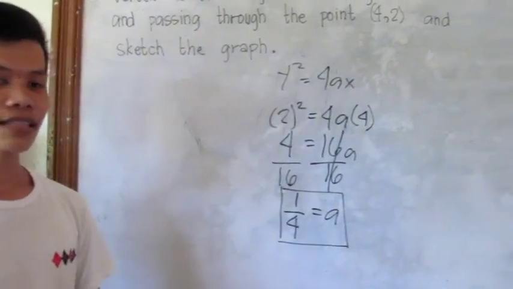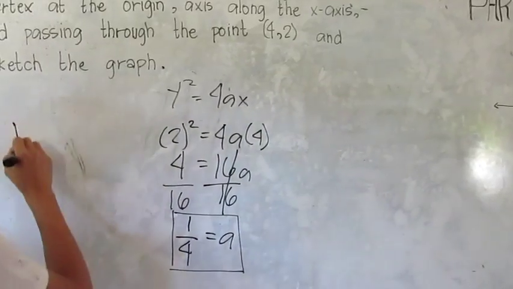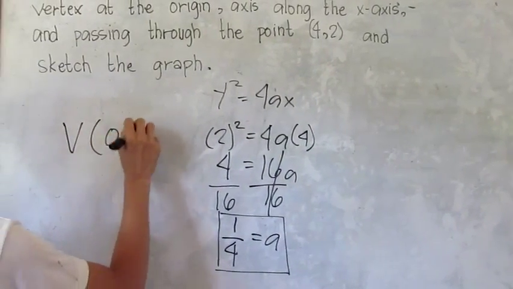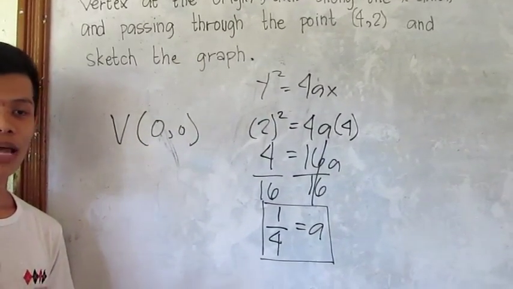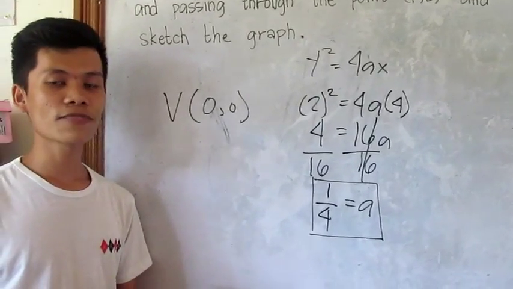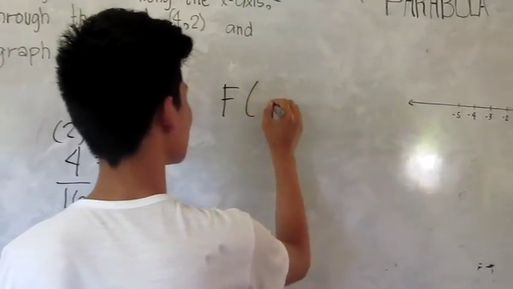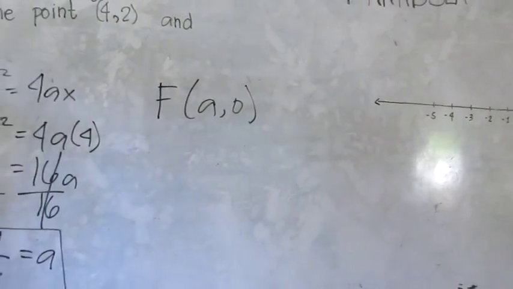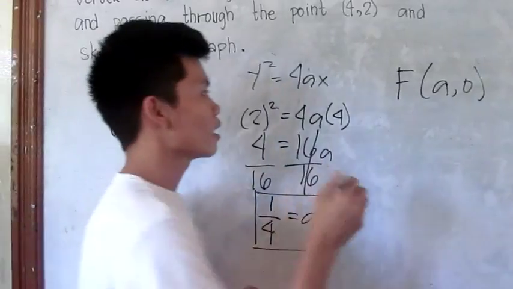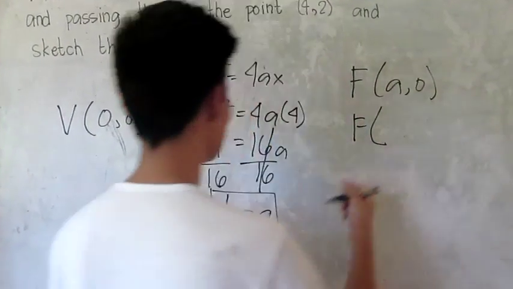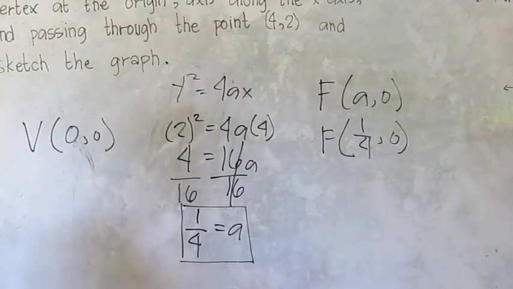As we all know, the vertex is at the origin. So our vertex is at the center, or our vertex is at (0, 0), or at the origin, according to the given problem. Next, we are going to get the focus using the formula (a, 0). We can get the focus through the value of a. According to the value of a, 1/4, our focus is (1/4, 0).